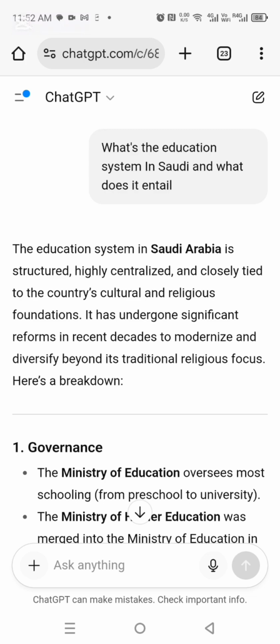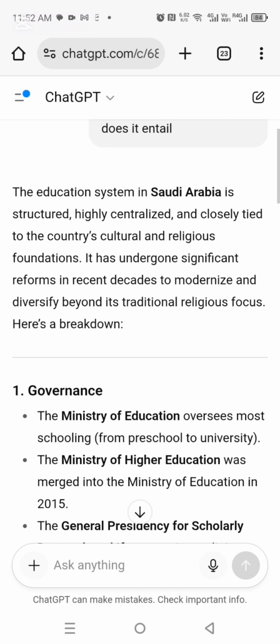Okay, let me just start by this. There are three types of, I think, countries: developed countries, developing countries, and third world countries. So Saudi Arabia is a developing country, and Kenya is a third world country. I want to show you a developing country's perspective of education, and I want to use this because it's actually quite near to our place, to Kenya.